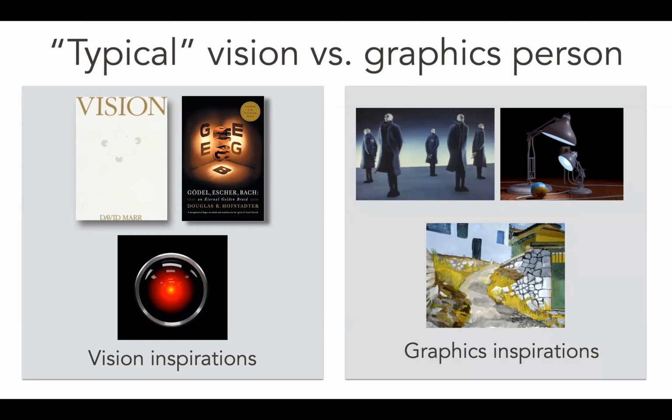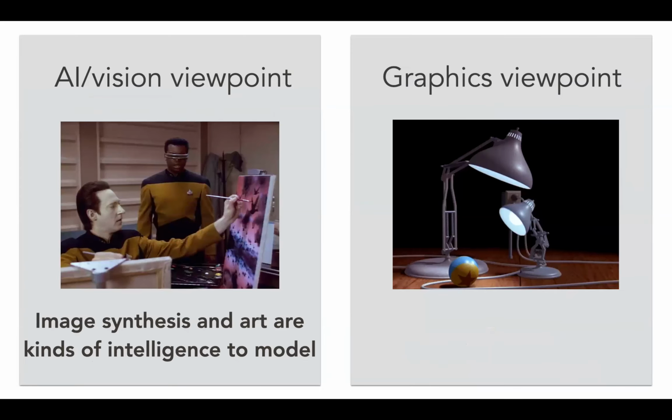And so there are these two stereotypical viewpoints, I think. From the AI and vision point of view, creating images and creating art are really kinds of intelligence that we want to model. So we take whatever tools we have for modeling intelligence, and we just apply that to art. And in the extreme caricature of that, it's like we take all of our art, feed it into our supervised model, and then we can make more art.